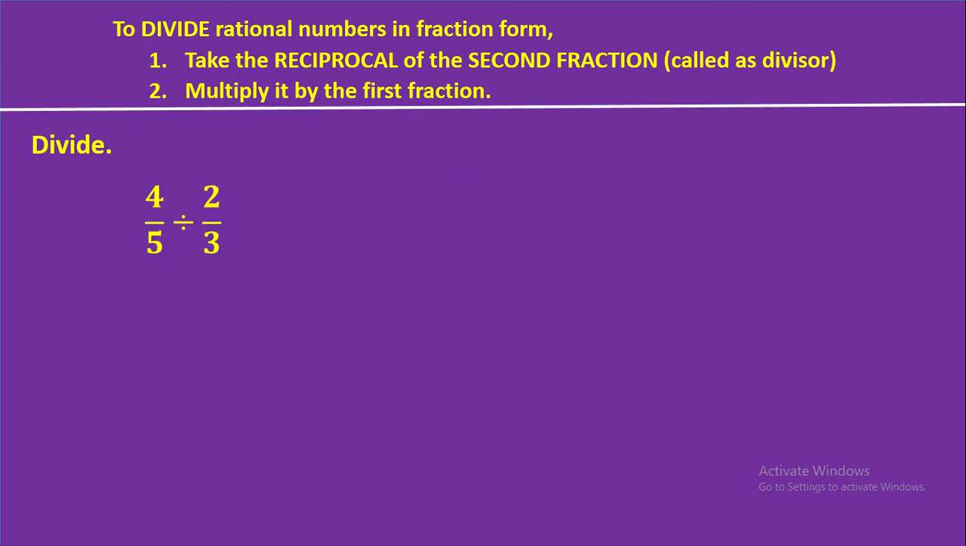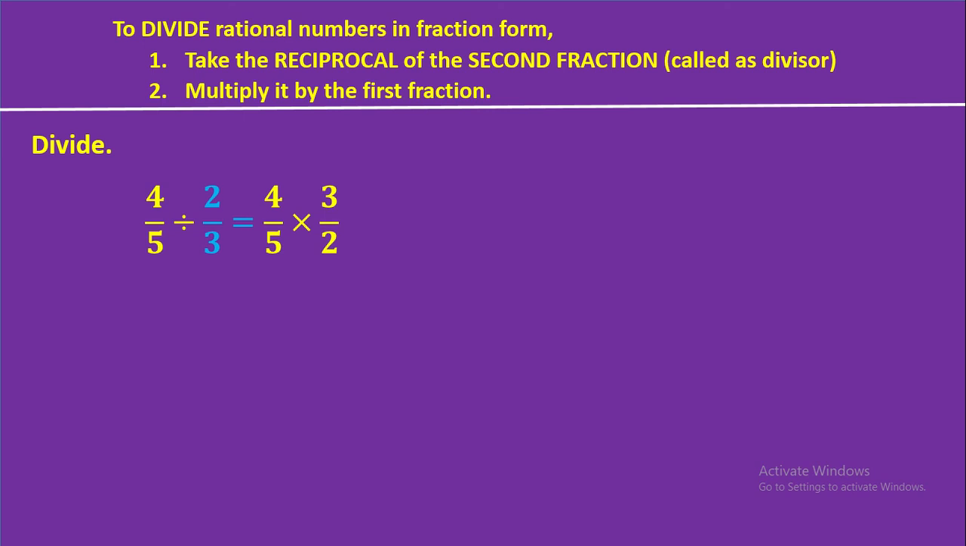Let us have an example. Divide 4 over 5 or 4/5 divided by 2/3 or 2 over 3. So take first the reciprocal of the second fraction. Our first fraction is 4/5 and our second fraction is 2/3. So that is equivalent to copy first the first fraction, 4/5, and then change your operation from division to multiplication, and then put the reciprocal of the second fraction. So the reciprocal of 2/3 is 3/2 or 3 over 2.